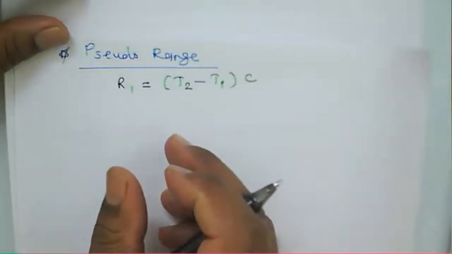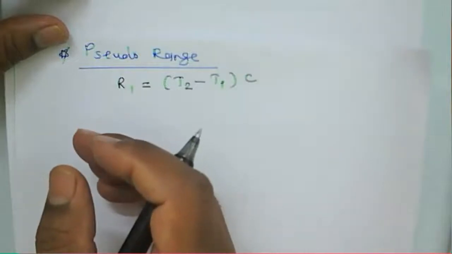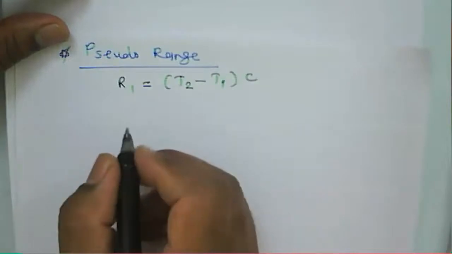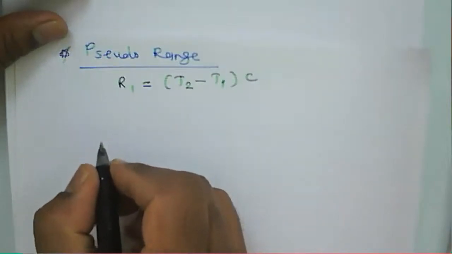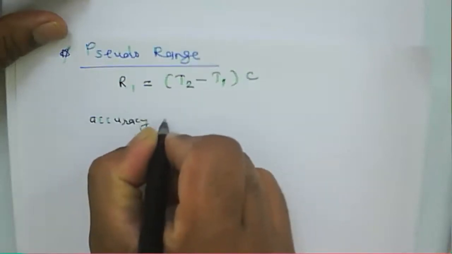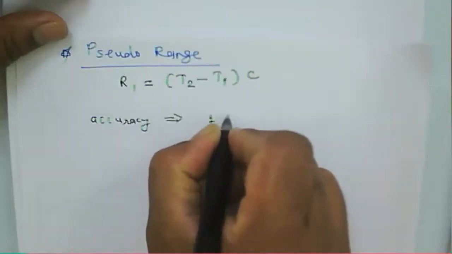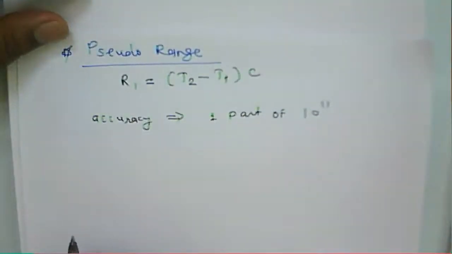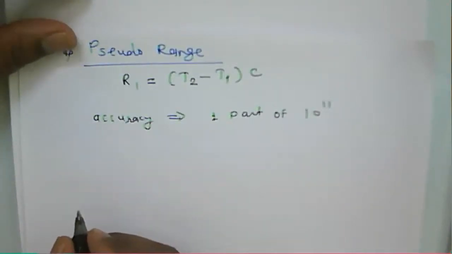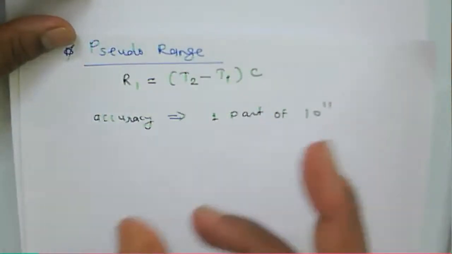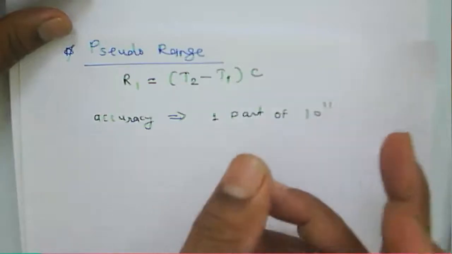all the satellites have their atomic clock, and the accuracy of that clock is one part in 10 to the power 11. That is the accuracy of a satellite clock. And all the clocks in the satellites are synchronized to a standard earth clock.